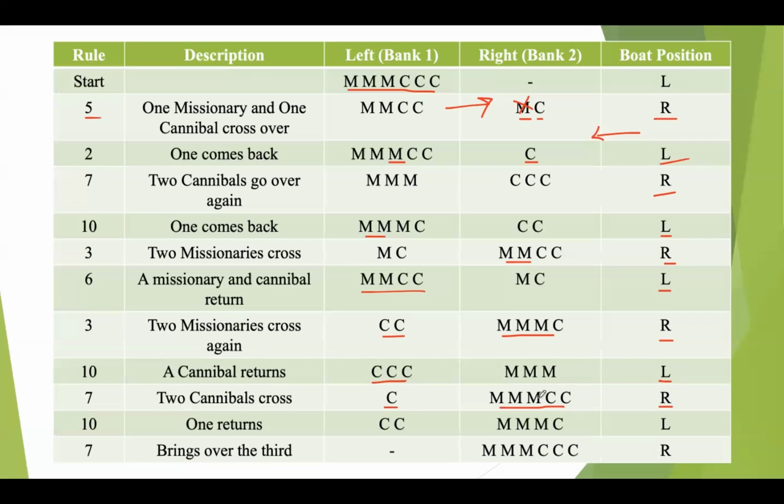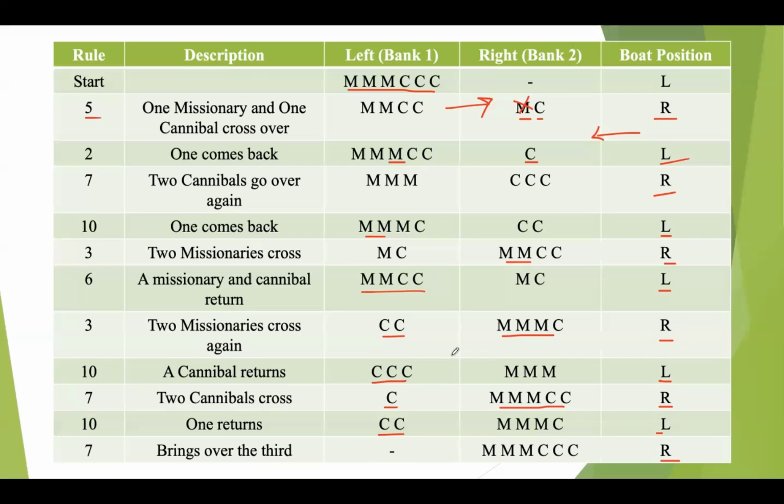And when one cannibal returns back with the boat, there will be 2 cannibals on the left side, and on the right side there are 3 missionaries and one cannibal. So finally, you'll take these 2 cannibals to the right side of the river, so that there is no one on the left side of the river, and all the missionaries and cannibals have crossed this river using this boat. So they are towards the right side of the river, and the boat is at the right side.